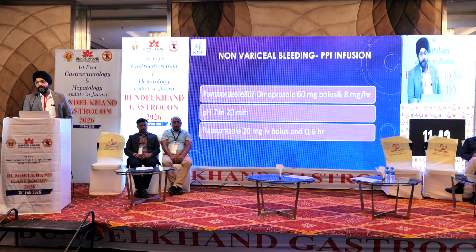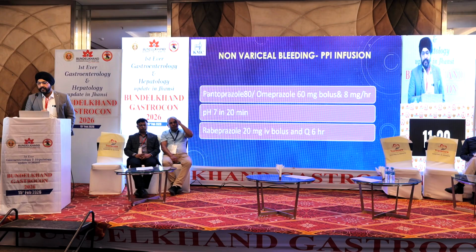Now for non-variceal bleed, apart from fluids, we need only one drug, which is a PPI. An initial 80 mg of pantoprazole, or a double dose of whatever PPI you are giving, should be given as a stat bolus, and then an infusion of 8 mg per hour. What it does is raise the pH above 7 within 20 minutes, and it optimizes the pH for the coagulation cascade to work in an optimal way.